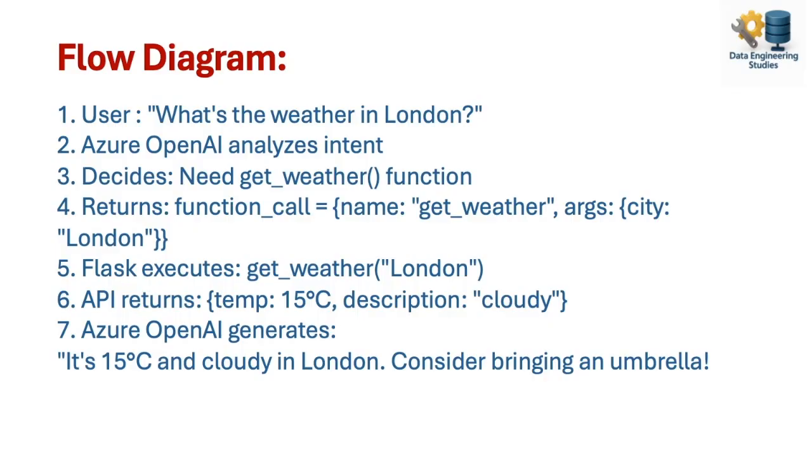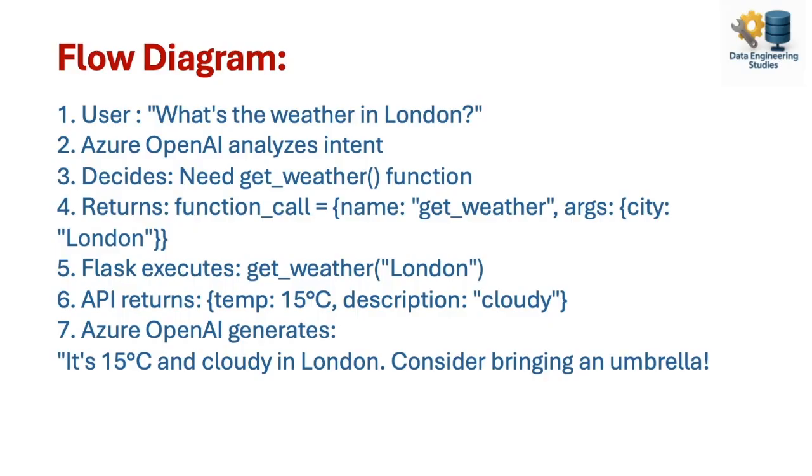In step 7, we send this weather data back to Azure OpenAI as the function result. AI now has the real information it needs and generates a natural, helpful response. It is 15 and cloudy in London. Consider bringing an umbrella. Notice how it doesn't just repeat the data, it provides personalized advice based on the conditions. This entire flow happens in seconds, giving users an intelligent conversational experience backed by real data. This is the power of combining AI responses with function calling.